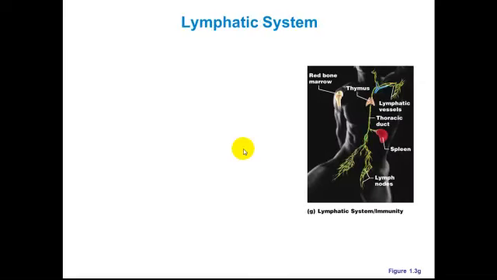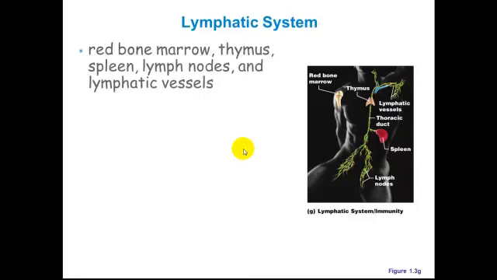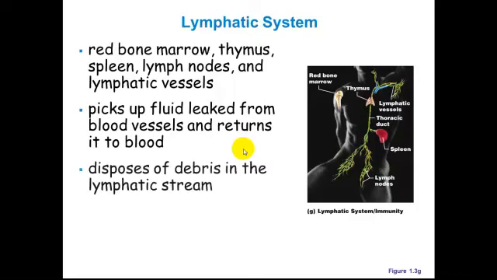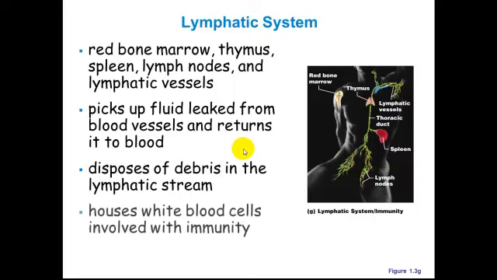Closely associated with the cardiovascular system is the lymphatic system. This system includes the red bone marrow, the thymus, the spleen, lymph nodes, and the lymphatic vessels. This functions along with the cardiovascular system and helps to pick up fluid that has leaked from blood vessels and returns it to the blood. It also has a role in the immune system in that it disposes of debris, and it also houses the white blood cells.